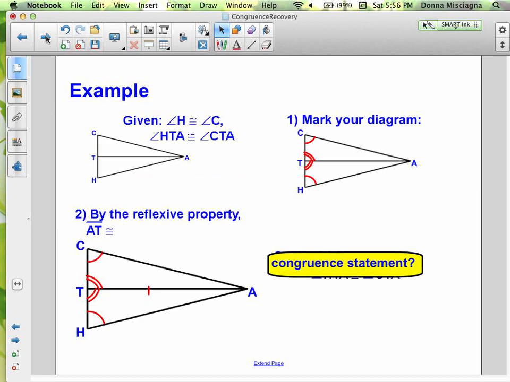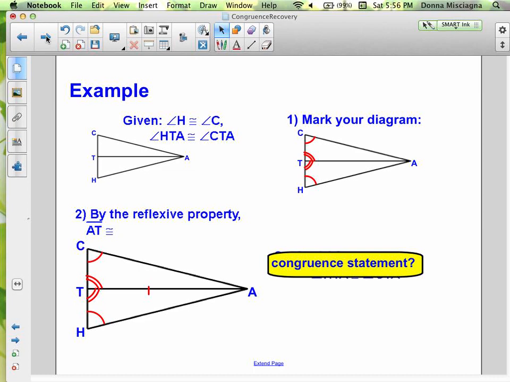Right, so here we have an example, and you might be given a problem, a triangle, and some information. So we're given that angle H is congruent to angle C, and angle HTA is congruent to angle CTA. So the first thing you should do when you are completing a triangle proof is take that information and mark it on your diagram. It's hard to be correct if you don't even know where things are located. So you're apt to make an error unless you mark it on the diagram.